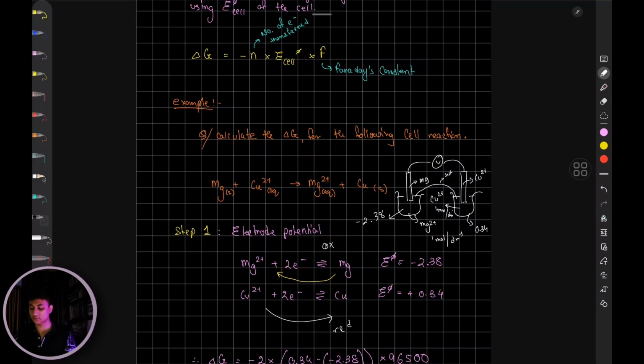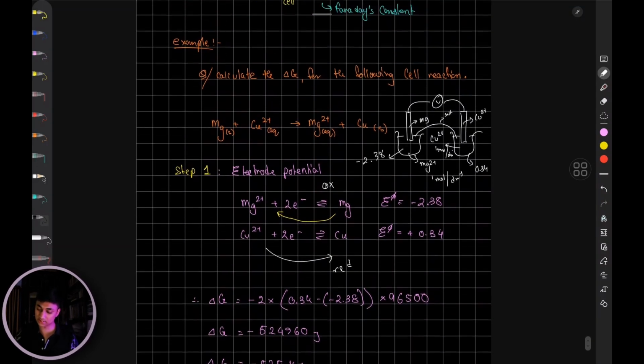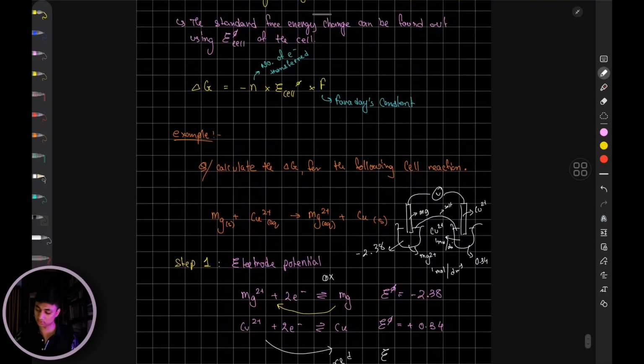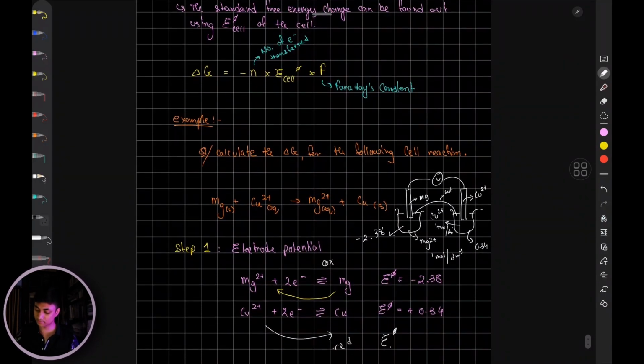Fair enough. So we know the oxidation and reduction. Now, if we calculate the cell potential, what is the cell potential going to be? Take a wild guess. It's going to be the electrode potential of the reduction minus the electrode potential of the oxidation. Which one is getting reduced? Copper, yeah. So positive 0.34 minus minus 2.38, right? So 0.34 plus 2.38, whatever it is, that is going to be the overall cell potential, right?